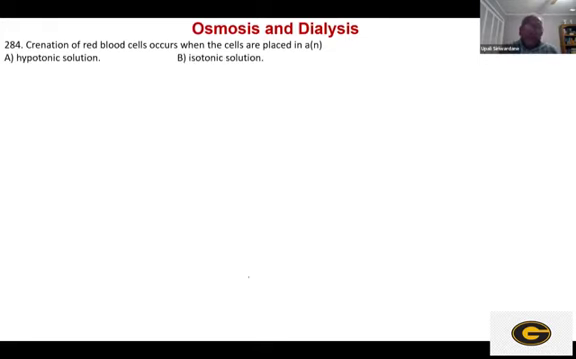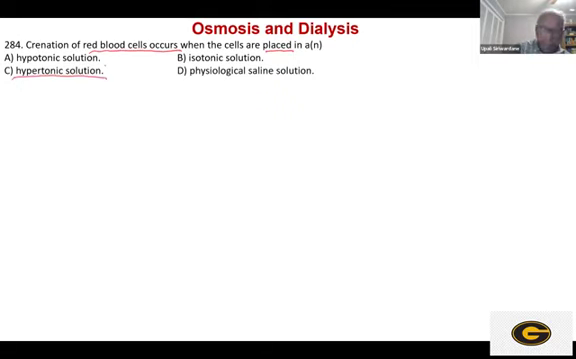Let's answer a few more questions. This is about crenation. Crenation of red blood cells occurs when they are placed in hypertonic solution. That's what we said. This is the correct answer.